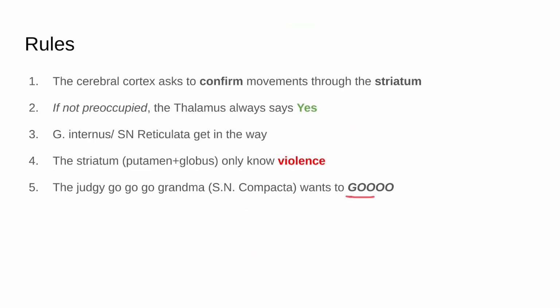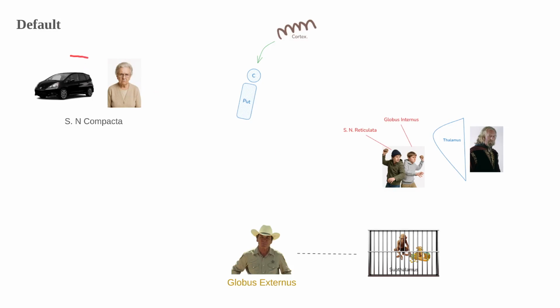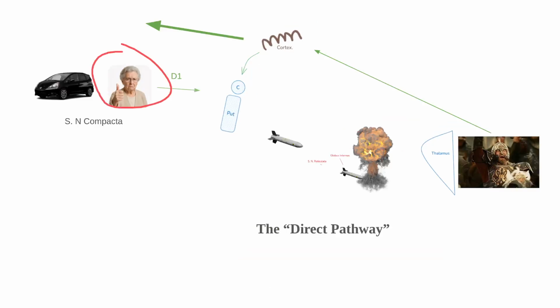The go, go, go grandma wants to go. She has a nice Honda Fit black for the Niagara Compacta, right? So it's a compact car. That's going to be your Honda Fit. And I said this is the go, go, go grandma. So can you guess which pathway she likes? She likes the pathway that says go, go, go. So she loves the direct pathway. She'll give you a thumbs up for that one, and that thumbs up will be received in the D1 receptor.